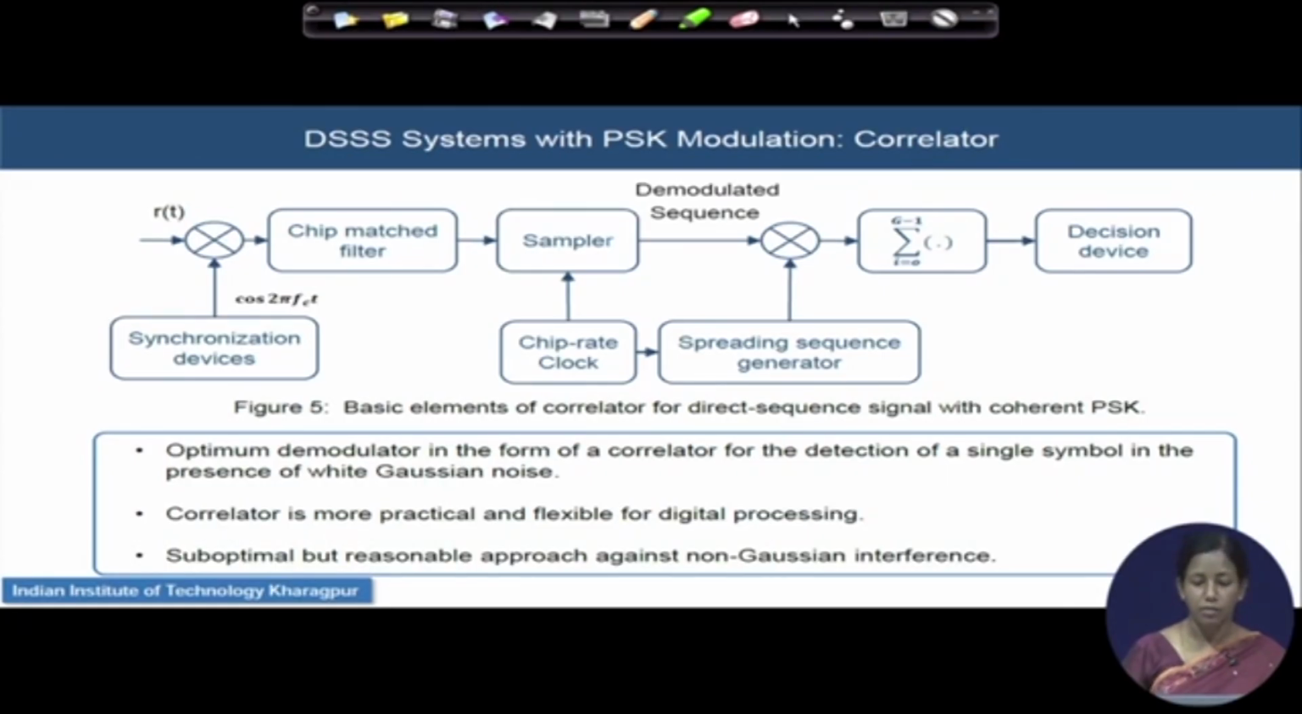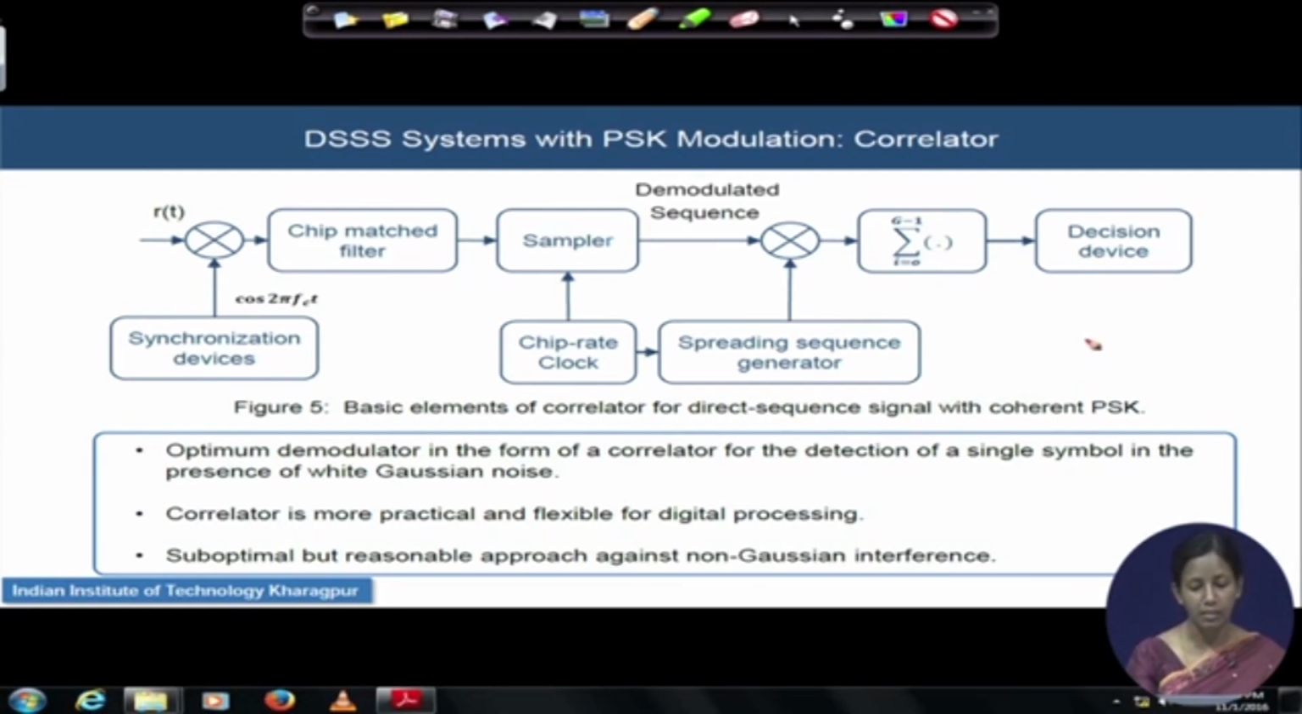And the easiest way of this modulation technique is to go ahead with the correlator architecture, which is basically the matched filter plus the correlator architecture that we will discuss in detail in a later module. This is the easiest way we can implement in practice the matched filter and correlator based demodulator circuit for the spread spectrum communication system. This is the optimum demodulator in the form of this correlator circuit, where detection of the signal in the presence of white Gaussian noise is possible. As I told, this correlator is more practical and flexible for digital signal processing, and though the whole design is suboptimal, it is a reasonable approach against any kind of non-Gaussian interference.